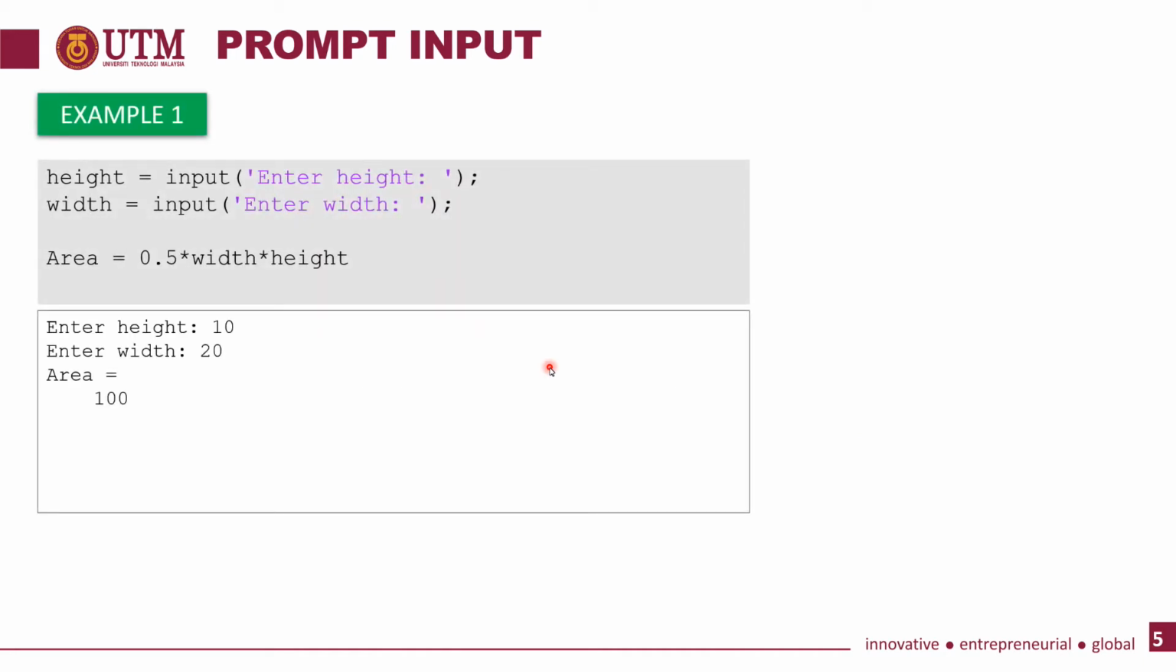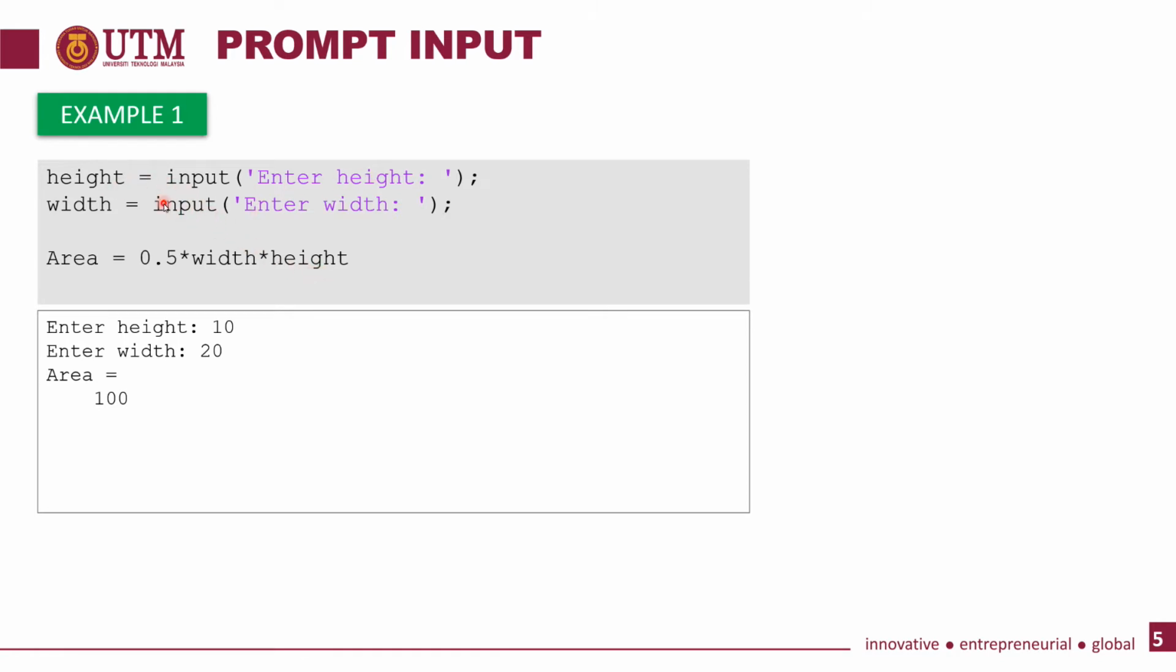This example is used to calculate the area of a rectangle, where the area equals 0.5 multiplied by width and multiplied by height. But where do we get the value of width and the value of height? This time we are getting those data, width and height, from the users. How to do that is you need to use this kind of syntax.